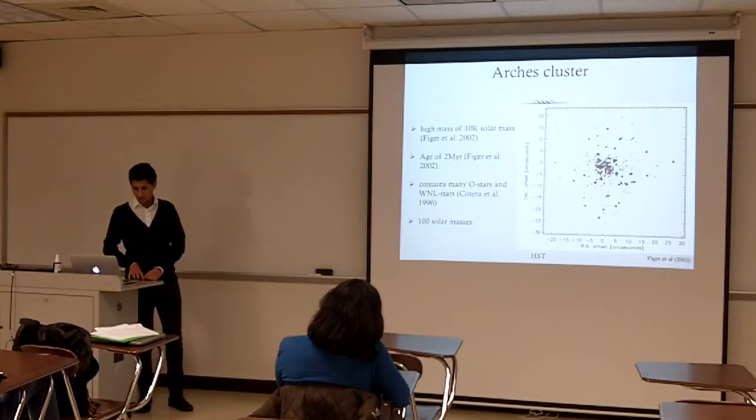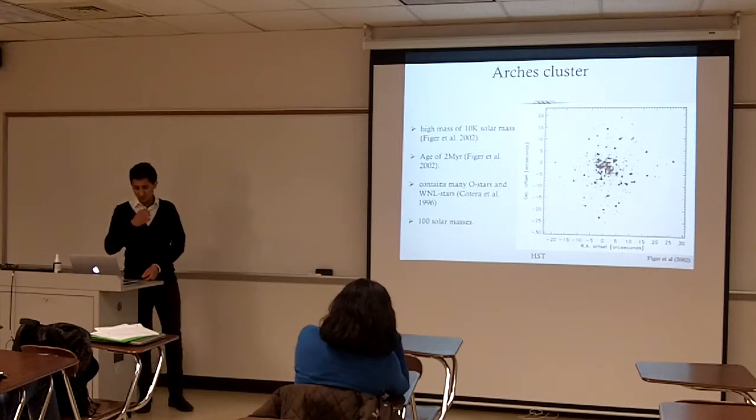The picture on the right also shows the Arches cluster, obtained from Dr. Feiger by HST, the Hubble Space Telescope, and it shows that the brightest stars in the picture have a mass of 100 solar masses, in O type stars.